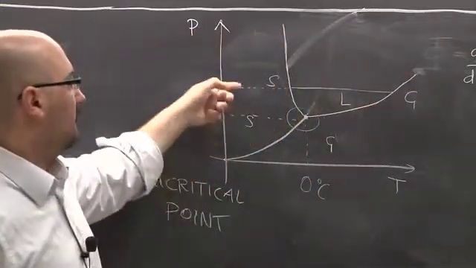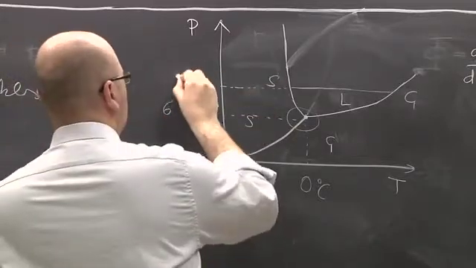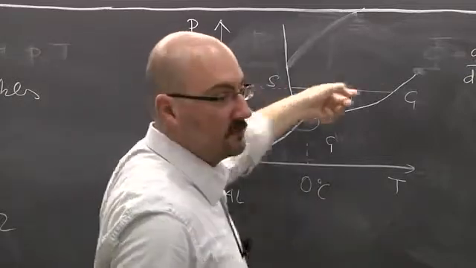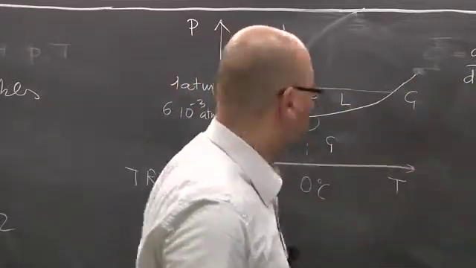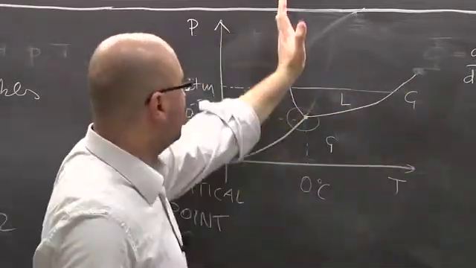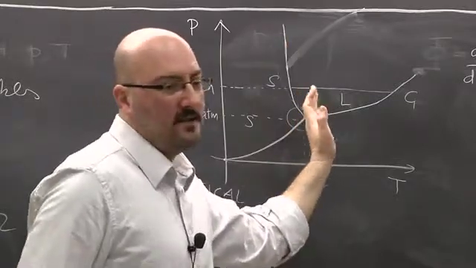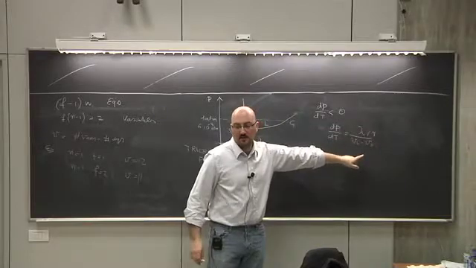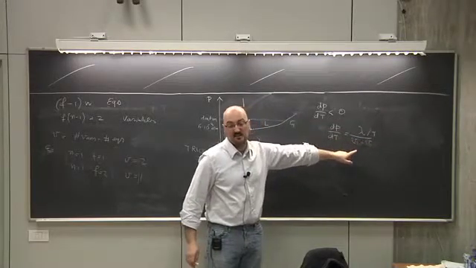And so at 1 atmosphere, we go from solid to liquid to gas. And as I said, this line is pretty steep. Why is it pretty steep? Because the densities are very close to each other. So this derivative is very large.